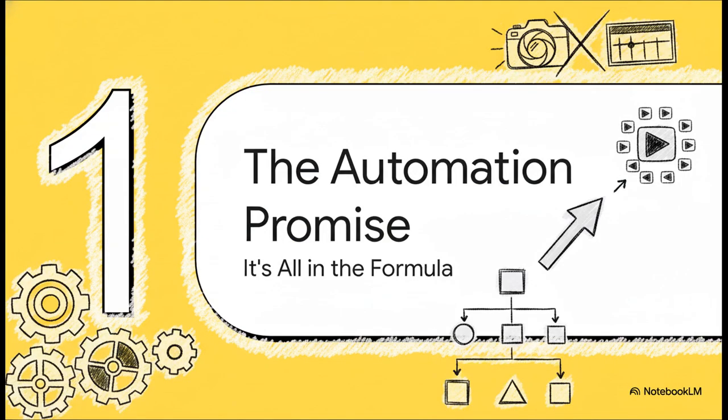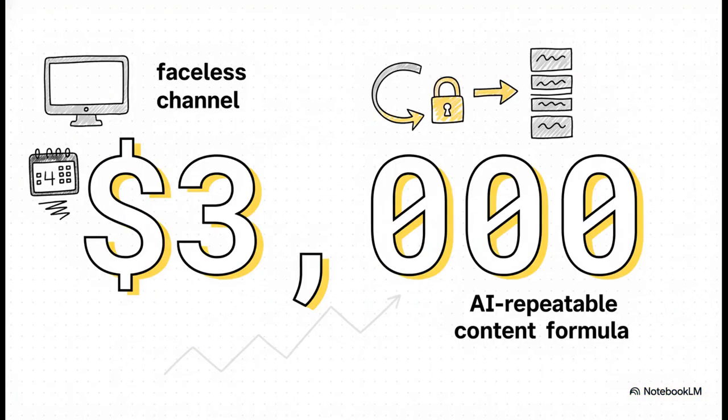Let's dig into why so many successful channels aren't about crazy expensive cameras or slick editing. It is all, and I mean all, about the formula behind the content. Just look at this. This is a real, faceless channel that's only 4 months old. It's using simple AI-generated videos and is already pulling in close to $3,000 a month. See? This isn't about having a huge budget. It's absolute proof that a strong, repeatable content formula is the real key to success.